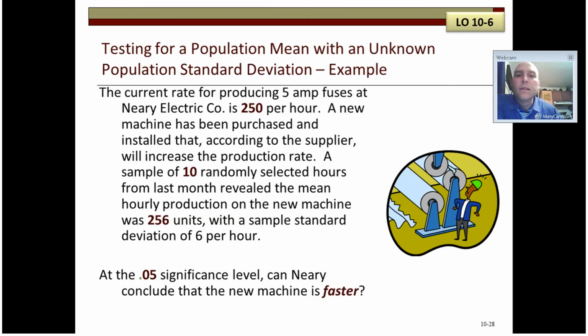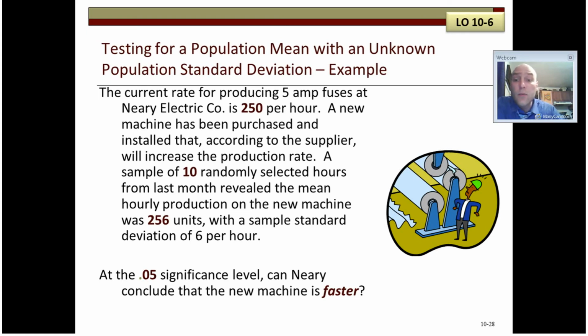Another example here: the current rate for producing 5 amp fuses at Neary Electric Company is 250 per hour. We've got a new machine, it's been purchased and installed, and according to the supplier, it will increase our production rate, that we're going to make more per hour. A sample of 10 randomly selected hours from last month revealed the mean hourly production on this new machine to be 256, with a sample standard deviation of 6 per hour. At the 0.05 significance level, can Neary conclude the new machine is faster?